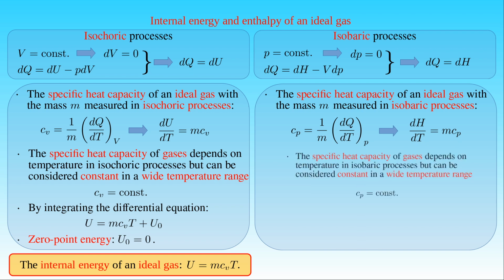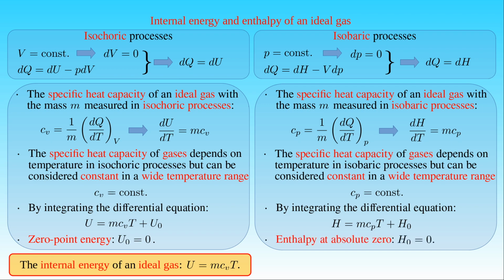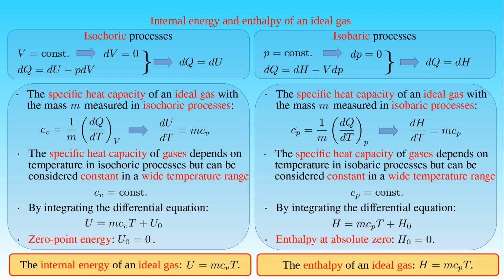Although the specific heat capacity of gases at constant pressure depends on the temperature of the gas, it can be considered constant for a wide range of temperature. Therefore, the integration of the differential equation gives the solution for the enthalpy of the gas, which is equal to the mass m, times the specific heat capacity Cp for a constant pressure, times the temperature T, plus an integration constant H0. This constant is the enthalpy of the gas at absolute zero, which can be set to zero. Then we can write that the enthalpy of an ideal gas with the mass m at the absolute temperature T is equal to the mass m, times its specific heat capacity Cp measured in isobaric processes, times the absolute temperature T, that is the enthalpy of an ideal gas is directly proportional to its absolute temperature.